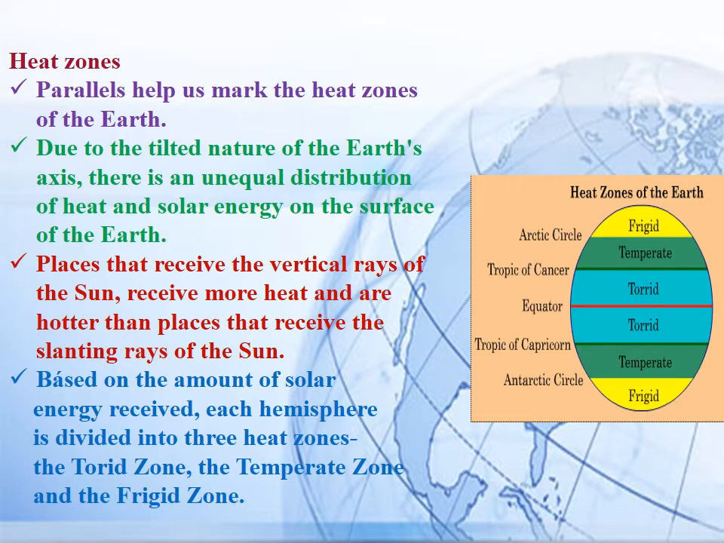Places that receive the vertical rays of the sun receive more heat and are hotter than places that receive the slanting rays of the sun. Based on the amount of solar energy received, each hemisphere is divided into three heat zones: the torrid zone, the temperate zone, and the frigid zone.